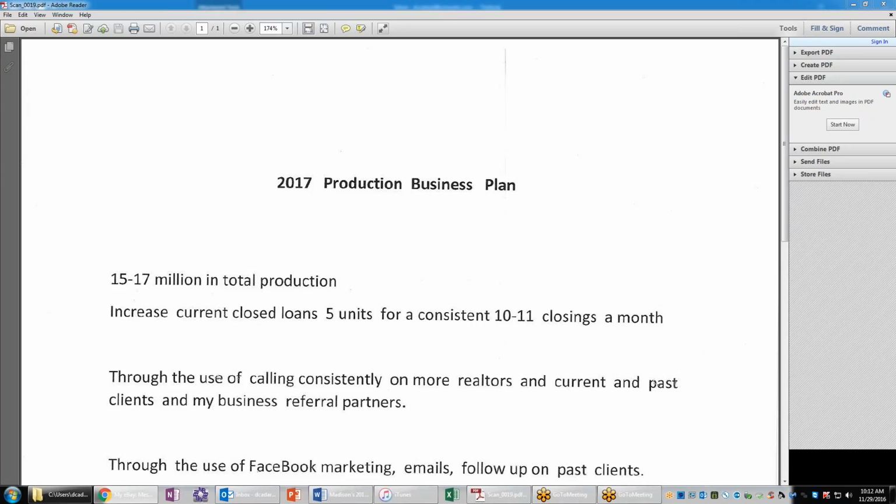Okay, so let's say current and past clients. So right now, over the last 90 days, you've gotten 3 transactions, so 1 a month. A little bit better than that, but yes. So maybe 2 a month. Okay, so we're at 2 loans a month for your current clients.